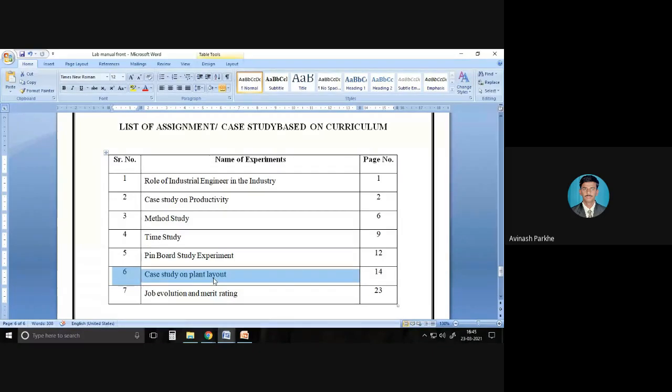That is, there are different types of layouts. Product based layout is there, fixed position layouts are there. Based on that, we are going to discuss this particular experiment number 6.